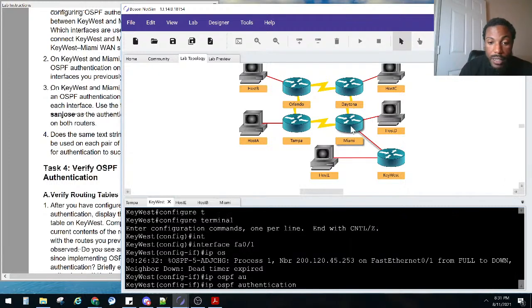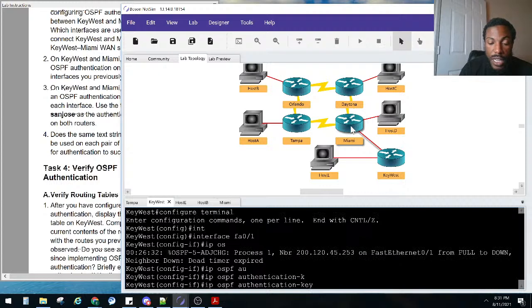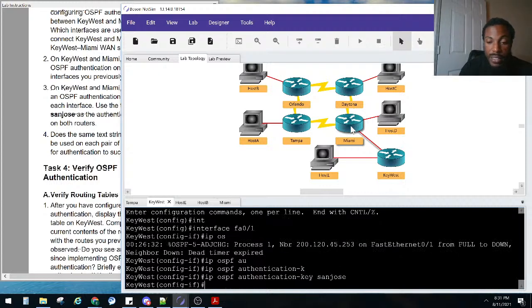Authentication key, and then you said San Jose, lowercase, and then so dead timer expired. It should bring that relationship back up.